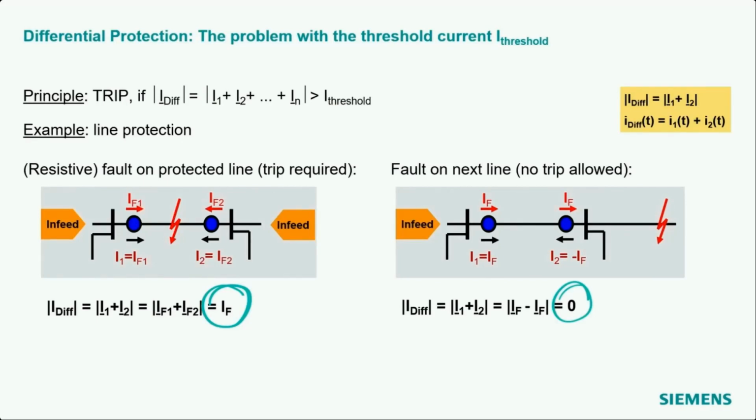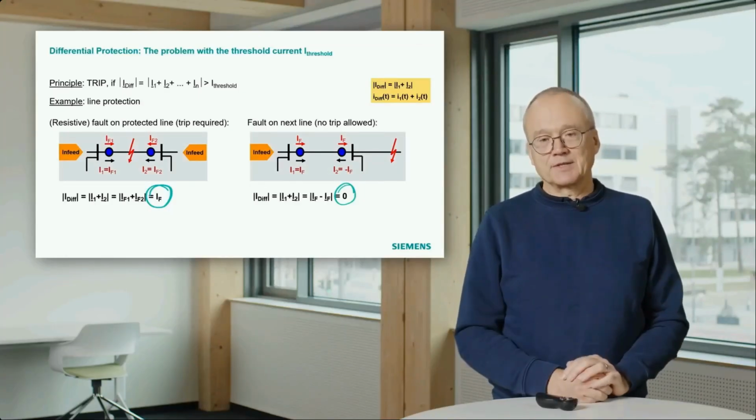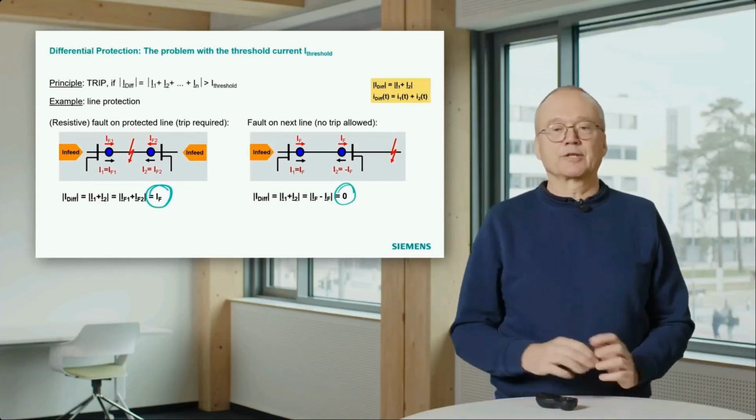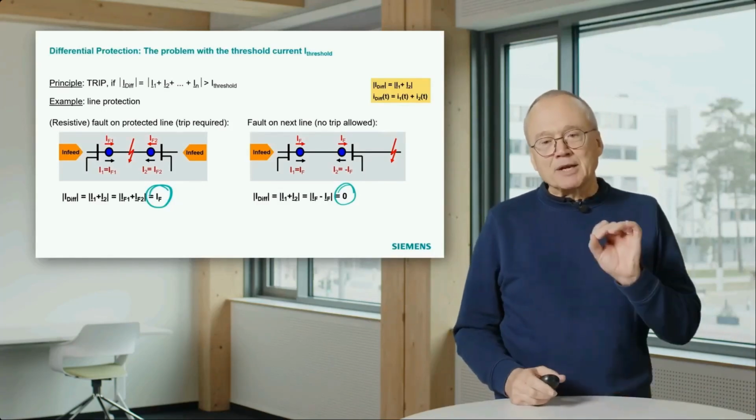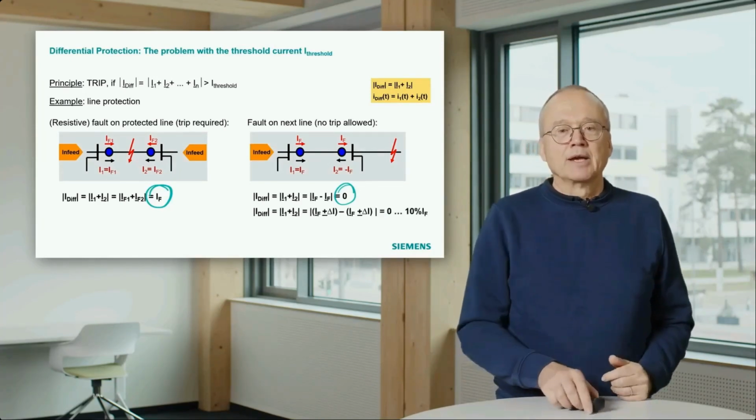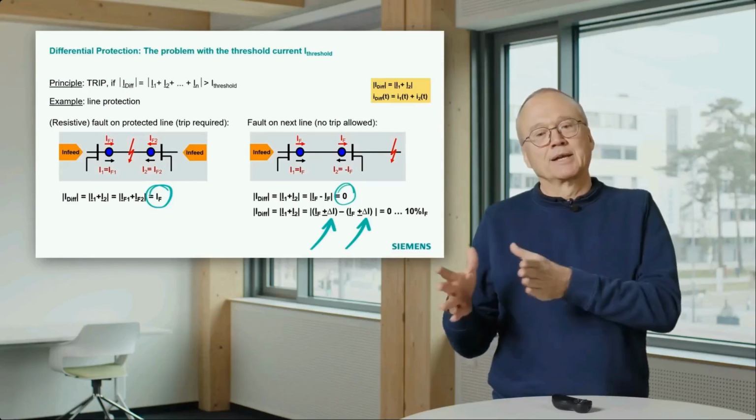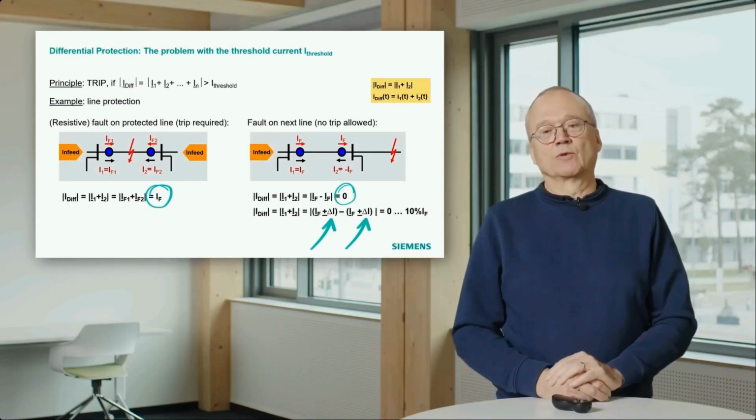But in real life, of course, it will not exactly be zero. In real life, we will, for instance, have measuring errors in our current transformers. And that means the measurement on both sides will not be exactly the fault current. It will be, as indicated here, the fault current plus or minus a certain measuring error. I call it here delta I. As long as the measurement error is the same on both sides, it will have no impact. The differential current will still be zero.